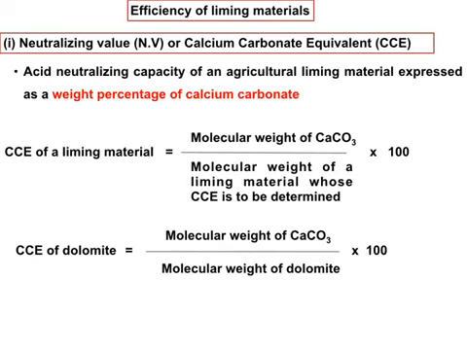CCE of a liming material is the molecular weight of calcium carbonate divided by the molecular weight of the liming material whose CCE is to be determined, times 100. Next, CCE of dolomite material: the formula is the molecular weight of calcium carbonate divided by the molecular weight of the dolomite, times 100. This is the formula for CCE, or calcium carbonate equivalent.